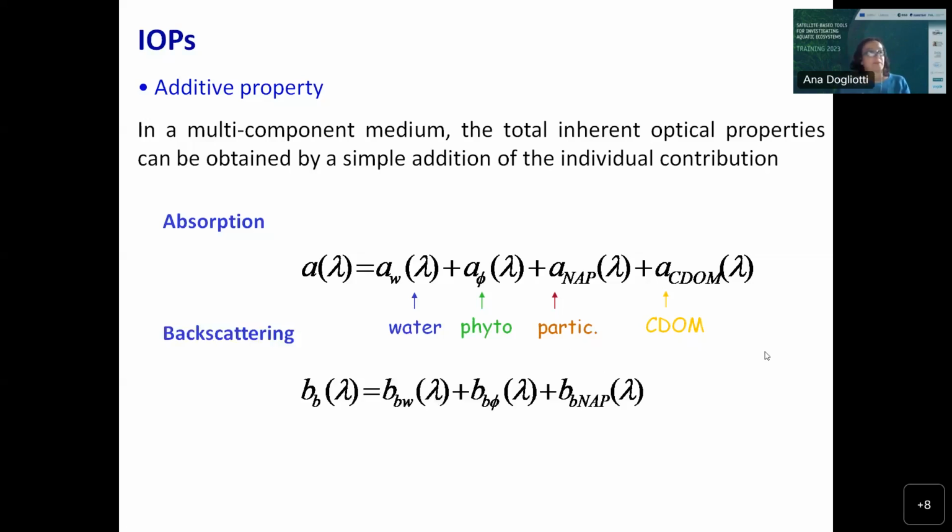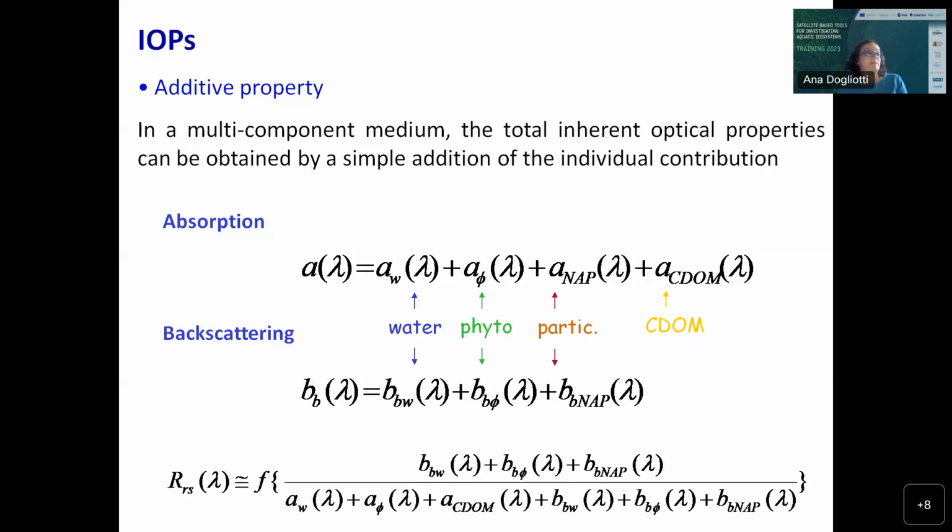And the same for the backscattering, the other IOP I've been talking about. The total backscattering can be expressed as the backscattering of the water, the phytoplankton, and the non-algal particles. By definition, and given the size of what can be defined as CDOM, it's assumed that it doesn't scatter, so it will not appear in the total backscattering. So finally, reflectance can be expressed as a sum of all the components, backscattering and absorption, in this way.